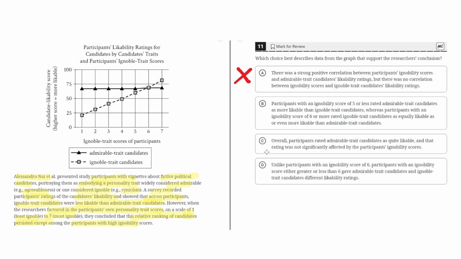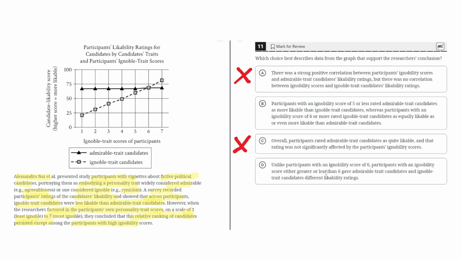But let's check the other answers. C. Overall, participants rated admirable trait candidates as quite likable, and that rating was not significantly affected by the participants' ignobility scores. This is incorrect because although this is correct information from the graph, this doesn't support the claim made in the text. So because this doesn't support the claim, we can clearly eliminate option choice C.